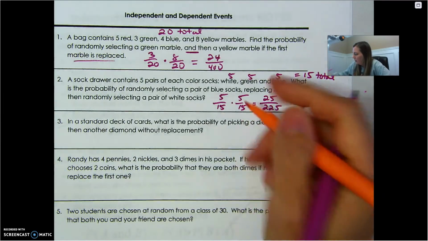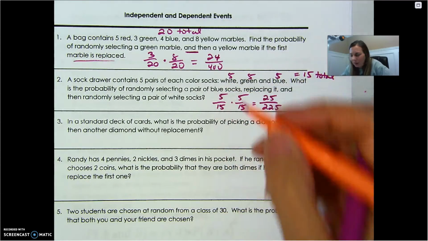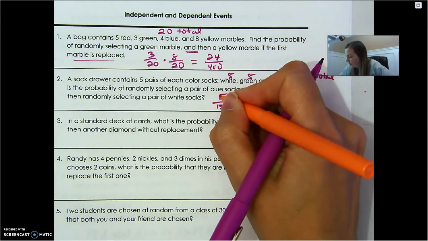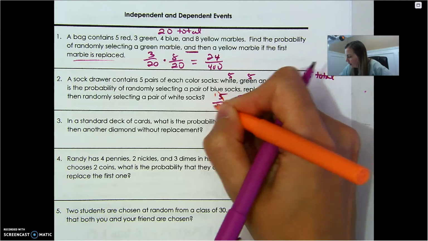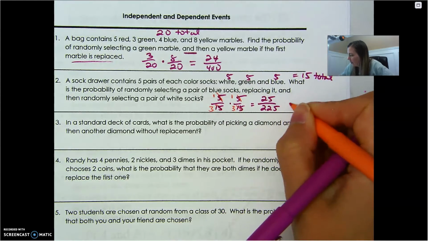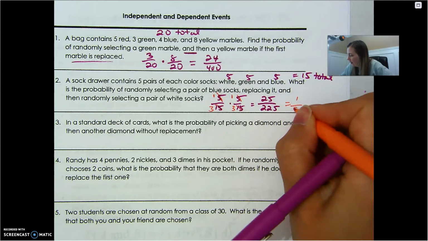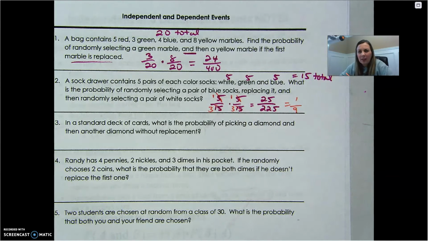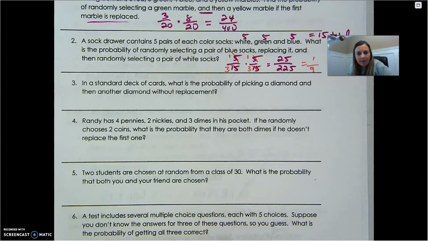You guys remember how to do some reducing? I feel like maybe I should refresh your memory, right? 5 goes into 15 3 times. So this is the same thing as saying 1/9. You remember those little tricks? Maybe? Okay. All right, number 3.